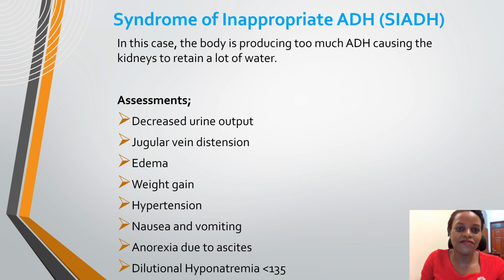Second, we have the syndrome of inappropriate ADH. In this case, we are opposing so much the excretion of urine, the excretion of water, that we'll have so much of it being retained in the body. The body is producing too much ADH, causing the kidneys to retain a lot of water.